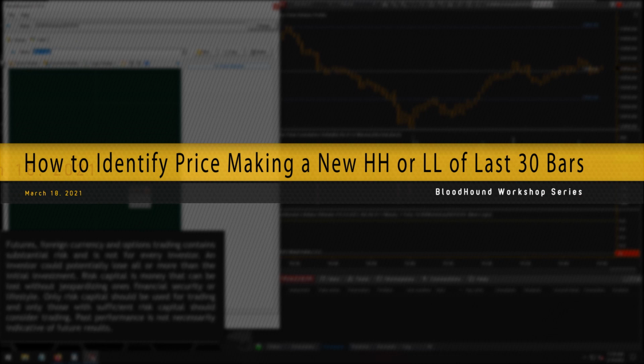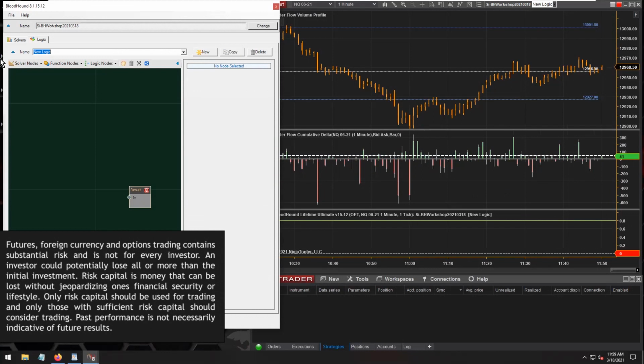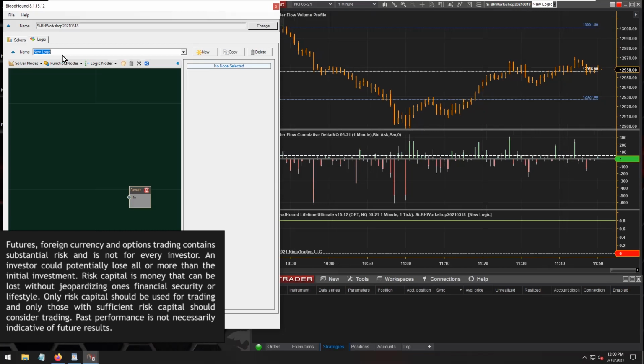If price is making a higher high, looking back 30 bars, I guess we could generate an output that way. And if price is moving lower, then the current bar is going to be lower than the high of the last 30 bars, and so then no output. I guess we could do something like that.